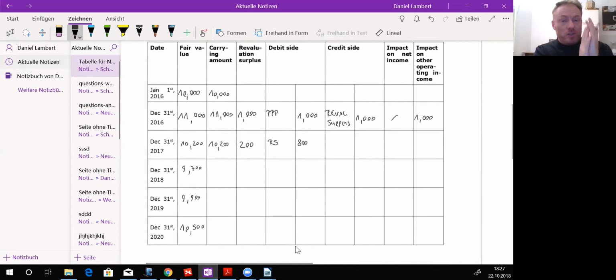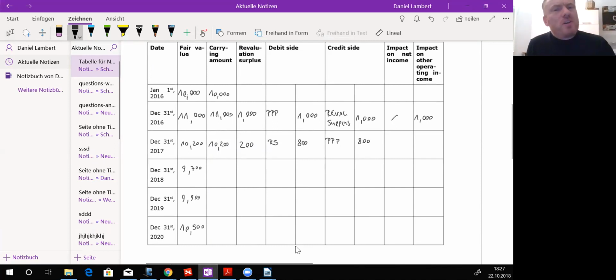They go down on the debit side, right? So revaluation surplus is touched on the debit side by 800 euros. And property, plant, and equipment goes down as well by 800, but since it's an account on the left-hand side, accounts on the left-hand side of the balance sheet go down on the credit side. So this is what we need to do here.